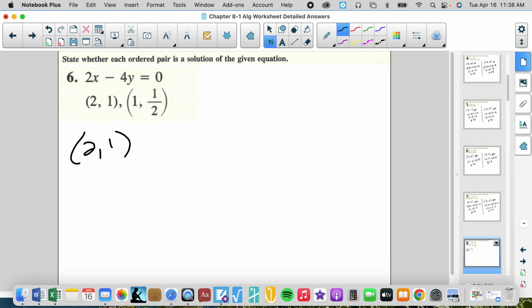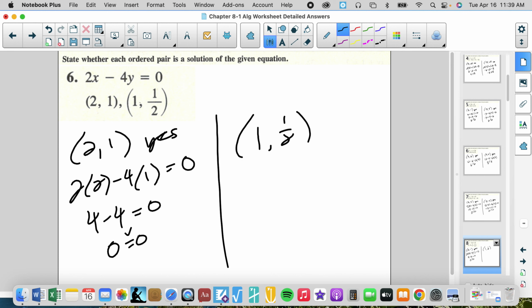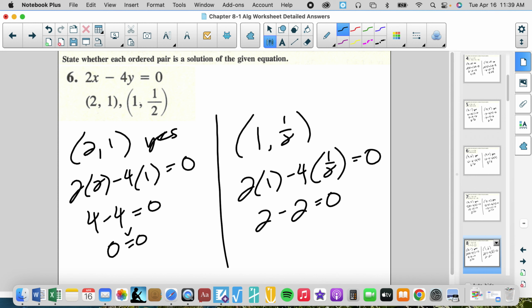2 comma 1. 2 times my x value minus 4 times my y value. That's 4 minus 4. 0 equals 0. That's yes, that's a true statement. And 1 comma 1/2, I like fractions. 2 times my x value minus 4 times my y value equals 0. 2 minus 2 equals 0. 0 equals 0. And that's yes also.